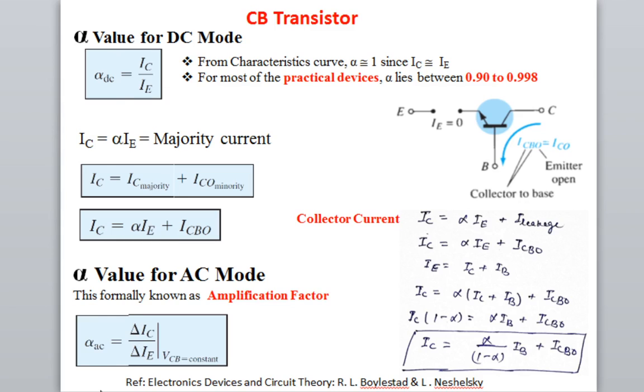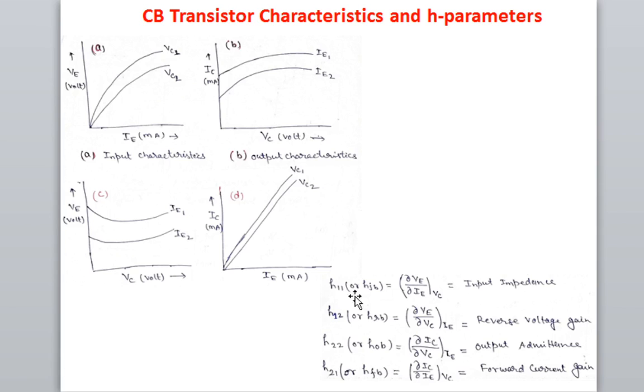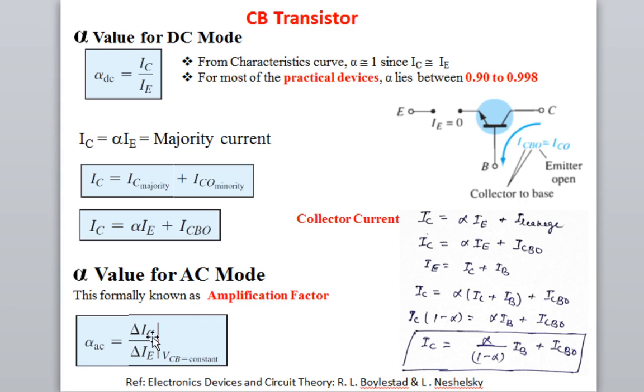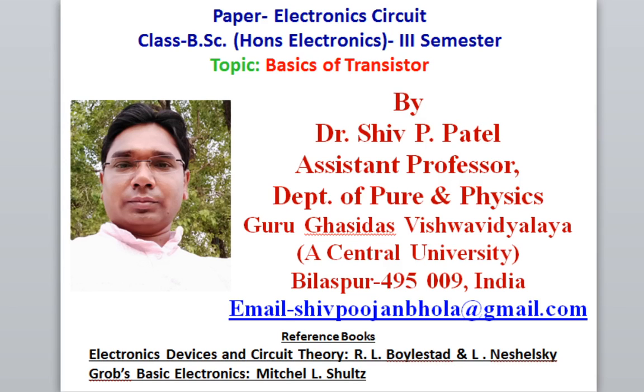Then I defined amplification factor alpha AC, and this alpha AC was basically simply known as the amplification factor, or this is also called HFB, what I have defined here. Basically this HFB is exactly equal to alpha AC, that is delta IC upon delta IE at constant VCB voltage.